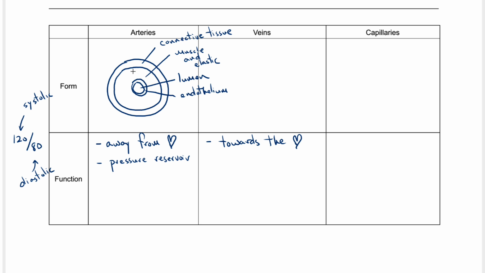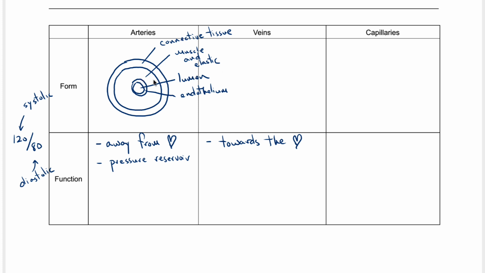In other words, that expansion and then the force that they give back during diastole helps to even out the blood flow a little bit, so it's not just all or nothing. That's what I mean when I say that arteries serve as a pressure reservoir, and that's a function of the fact that they have so much muscular and elastic tissue.